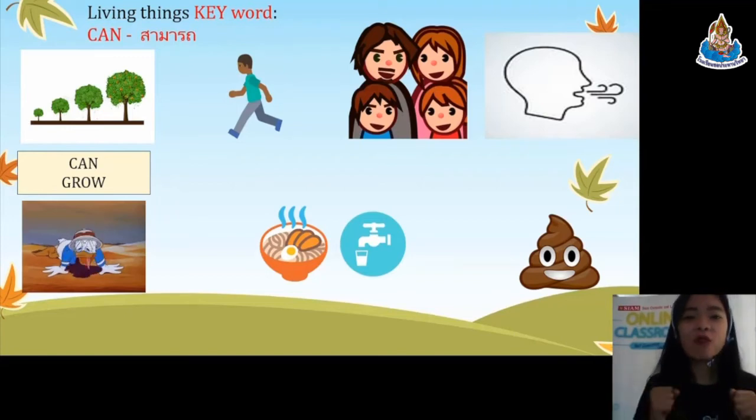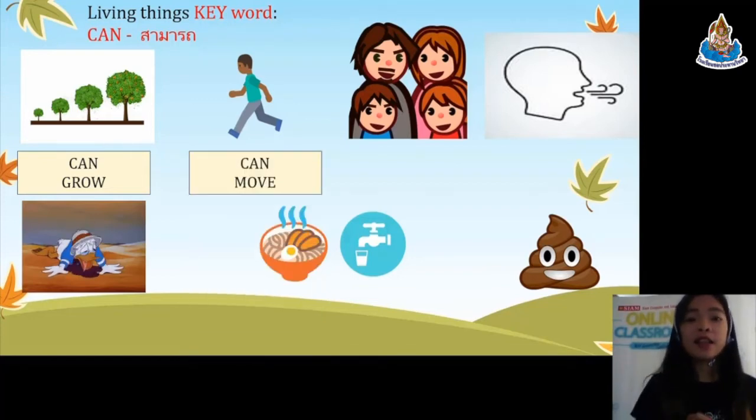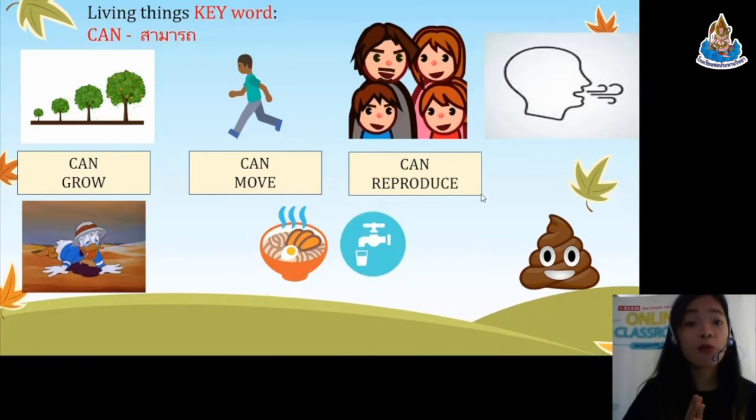They can fly, they can run, and they can walk. So living things can move. Next one, it's family. There are more people. They have two babies, a baby girl and a baby boy. So, again, living things can reproduce.